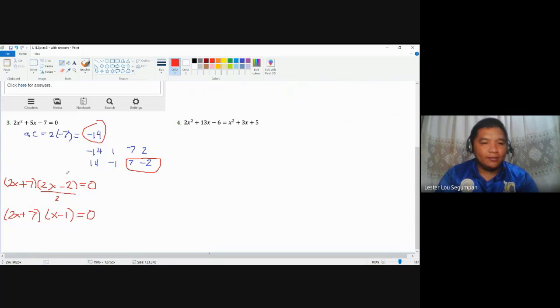Okay, again, this is what will happen using this method, because if you will try to check, 2x times x, 2x squared, 7 times x is positive 7x. 2x times negative 1 is negative 2x. So you already have 7x. You have negative 2x. That will become positive 5x. And 7 times negative 1 is negative 7. Therefore, this is correct. This is one of the methods to factor.